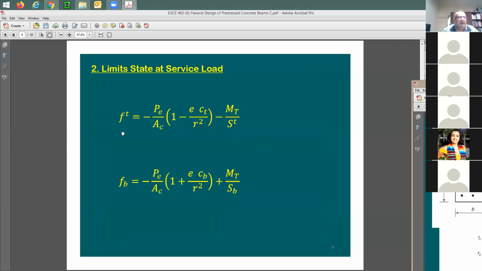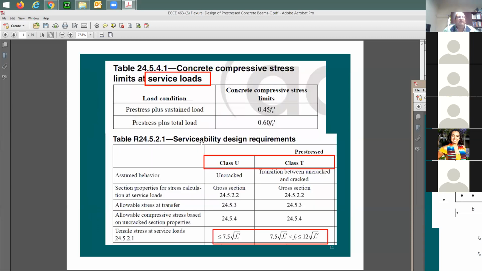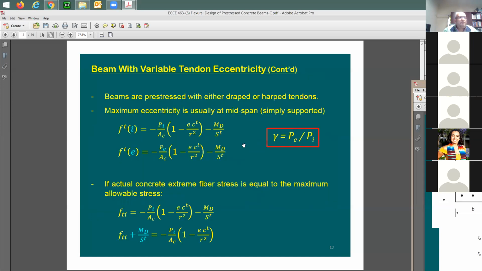Same thing at the Pe, at the service load. At the service load, now you're going to have the effective pre-stress, but you're going to have here the total moment. Total moment is going to be due to self-weight, dead load, superimposed dead load, and live load. We have both top and bottom. Also, we have limits that you've got to be careful about, right? You have stress limits, and then you have also the reference in the code. Now, what I'd like to do is to see what happened here between the point of transfer and the service load.